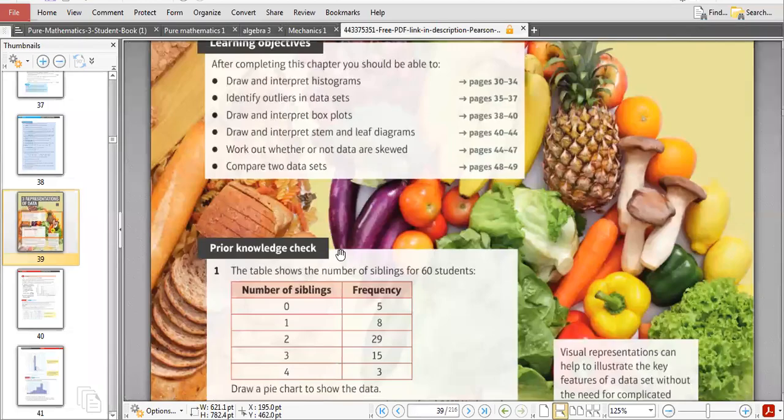We learned different parts of the data, like frequency and so on. Now we have to learn the different ways in which we can represent our data. For the data, we learned how to find the mean, mode, median, quartiles, and interquartile range. All these things we learned in our previous unit. That was all about the data.